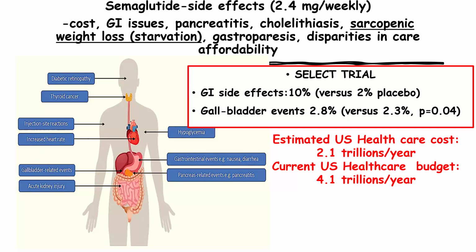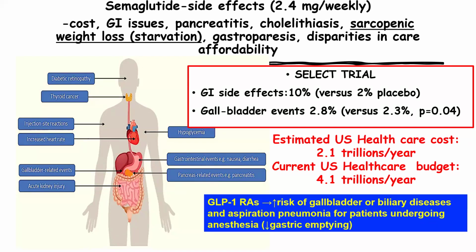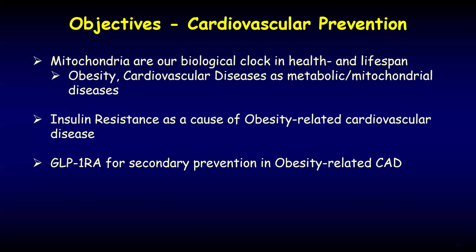I'm not talking about the possible healthcare crisis, because it turns out if we really were to give it to everybody who deserves it in this country, it will be about half of all healthcare budget in the country. Don't know if we can afford that. I told you about the risk of aspiration pneumonia.